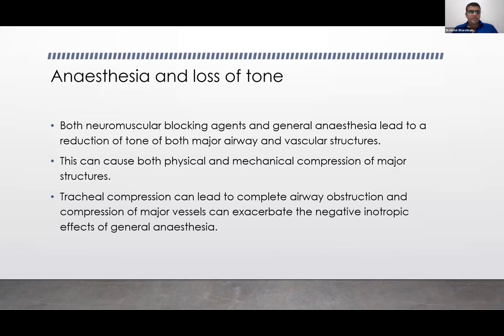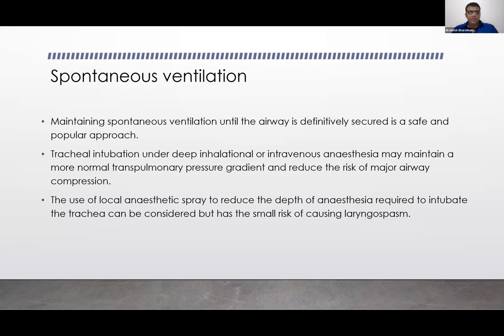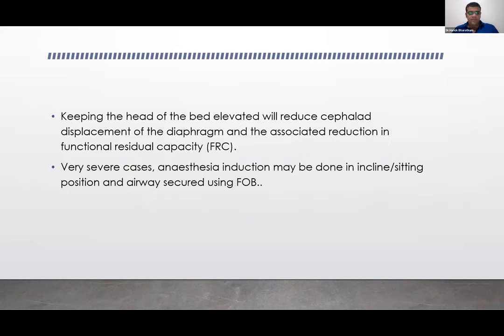So the trick is to maintain spontaneous ventilation until the airway is definitely secured, and that is the safest and most popular approach. Tracheal intubation under deep inhalational or intravenous anesthesia may maintain a normal transpulmonary pressure gradient, and thus it reduces the risk of major airway compression. We can also use a local anesthetic spray or give a transtracheal block, which will anesthetize the trachea, and hence we can decrease the use of anesthetic agents and also prevent laryngospasm.